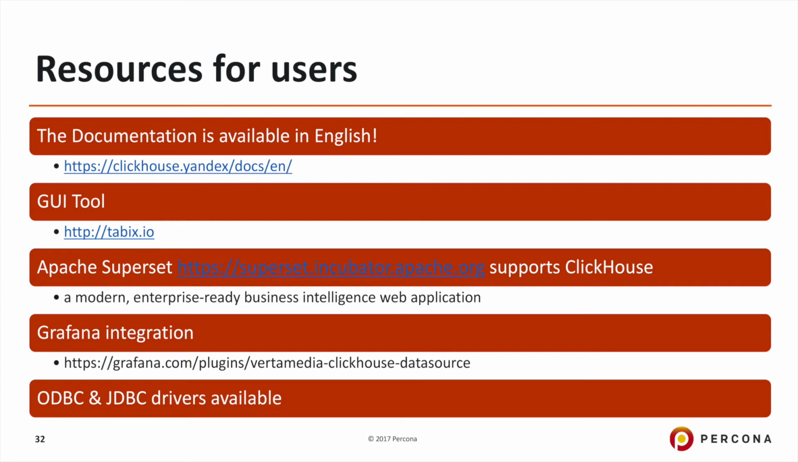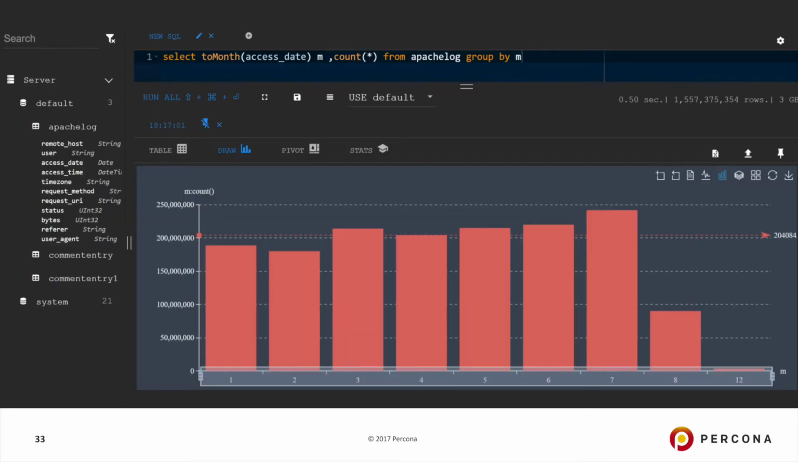And this is just to show the available graphical interface tool Tabix IO, where you can actually execute queries and see results and a graphic representation. And what's interesting in this one, you can see that handling aggregation per month over 1.5 billion records was done in just half a second.